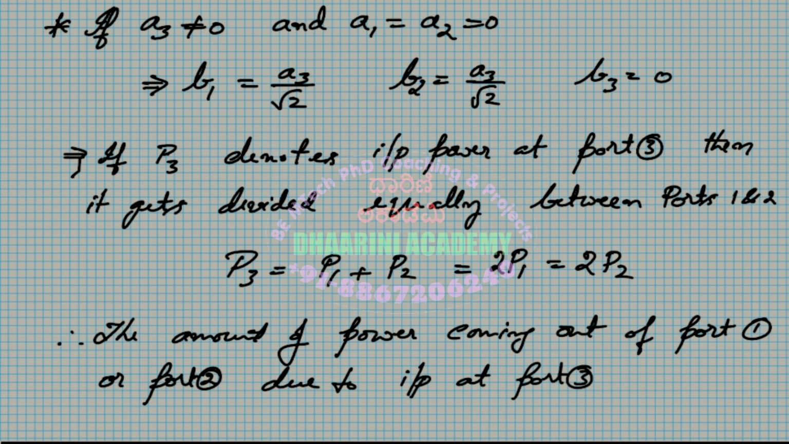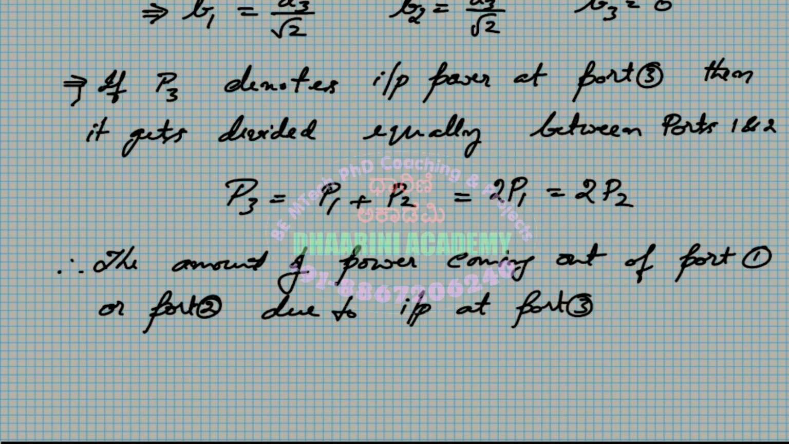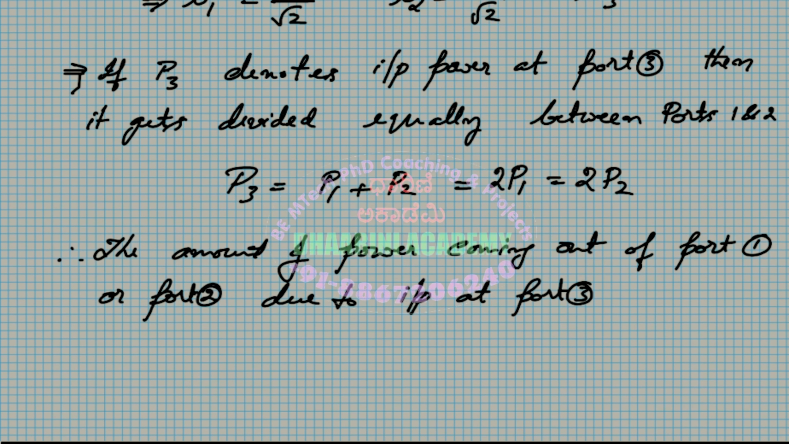Let's try to calculate in the decibel scale. This is the calculation; a simple calculation we have already done. P3 is equal to P1 plus P2, 2 times P1, 2 times P2. Now the calculation happens on a log scale. Since it is power, 10 log of the power output at first port over the power input at the third port is also equal to 10 log of the power at the second port over the power at the third port.